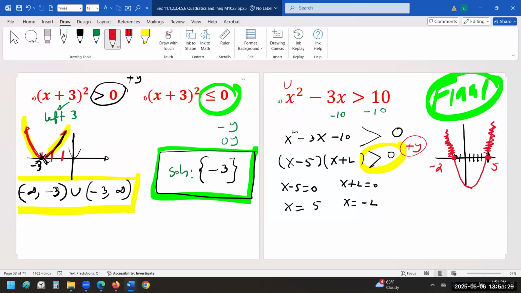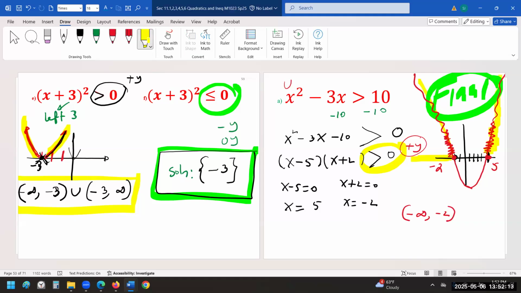So since our solution is lying on the continuous portion, will you have infinity in your solution? Yes, because it's continuous forever. So this portion we get from these x values: negative infinity to negative 2. Infinity always gets parentheses. But how about negative 2? Bracket we use if you have an equal sign. Parentheses.